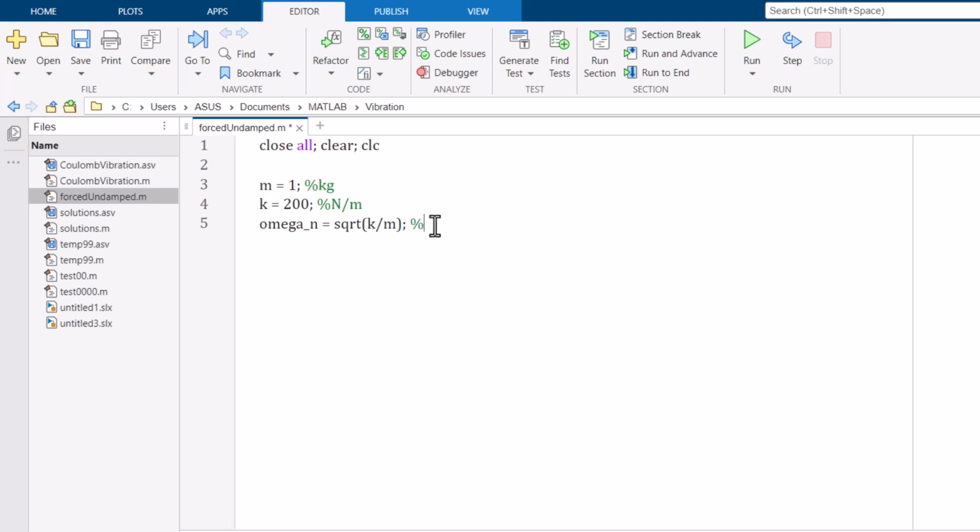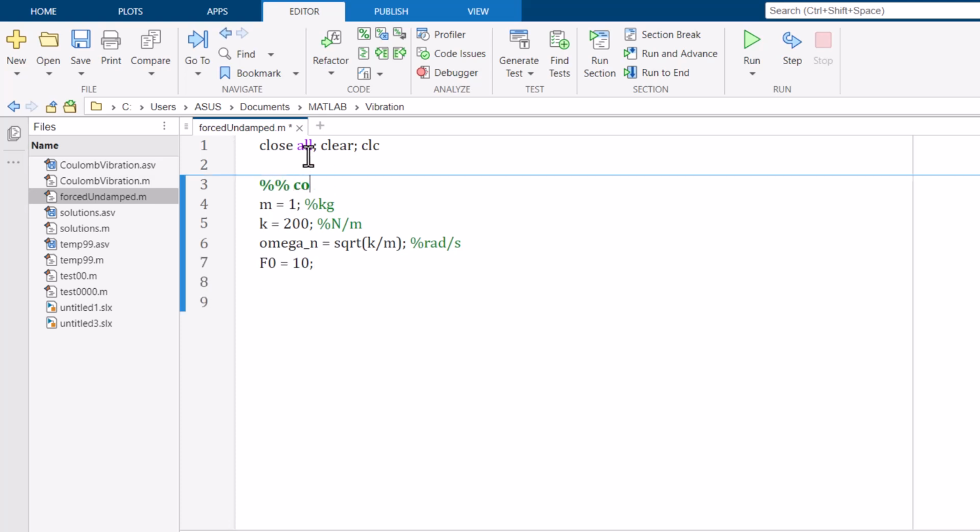And the natural frequency is in radian per second. It is angular frequency. And what else? I take f naught to be equal to 10. So this was the first part called the constants.